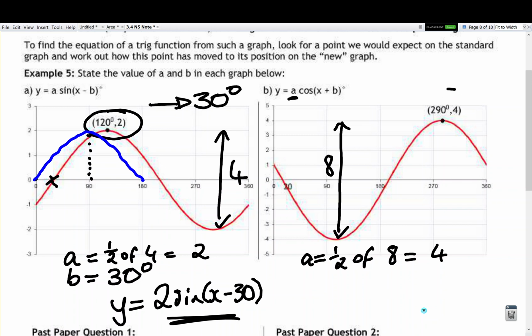We've got a point here that's given to us as 290 degrees, and we know 4 is the maximum height. And we have another point that we could use here, which is this 20. That's telling us the graph cuts the y-axis at 20.